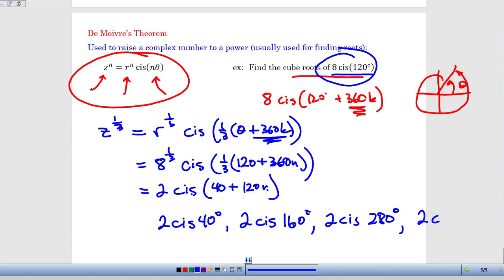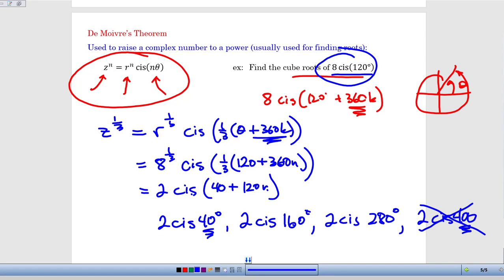If we did that, we'd have 2 cis. So now I'm up to adding 360. 120 times 3 is 360, plus 40 is 400. But 40 and 400 are coterminal with each other. So those two are the same exact location. So we end up not needing to list any more beyond those original three.